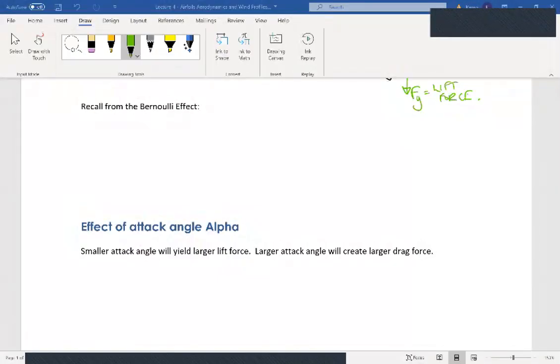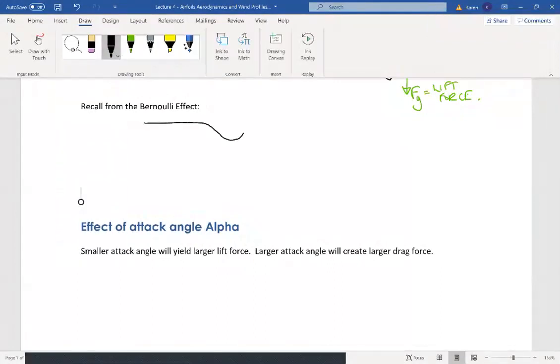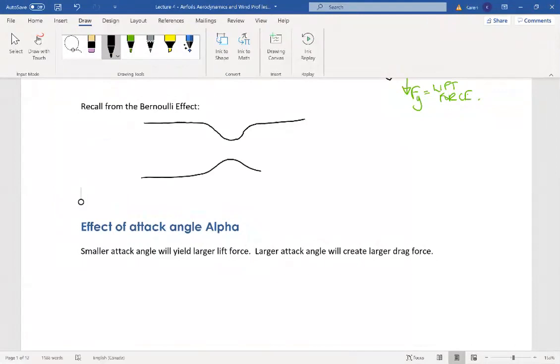So I just want to remind you about the Bernoulli effect, because we were saying that the pressure is higher where there's a low velocity, and as the wind was going across an object, it was speeding up to a higher velocity, causing a low pressure. And I just want to remind you that that is from the Bernoulli effect.